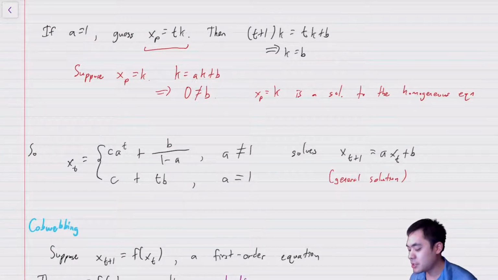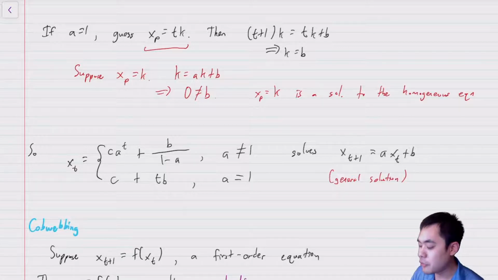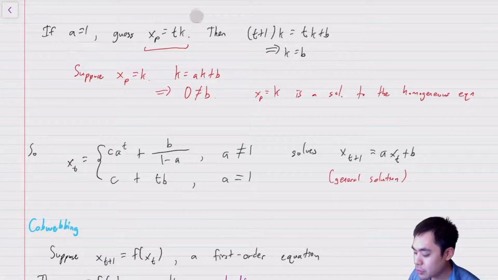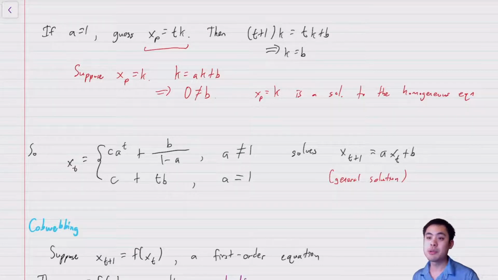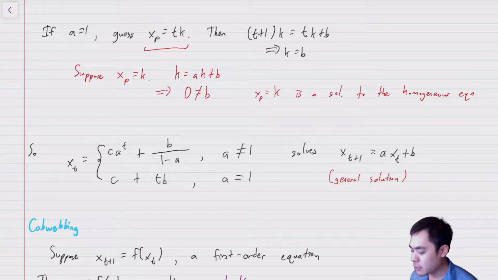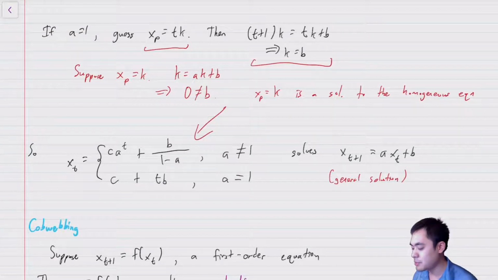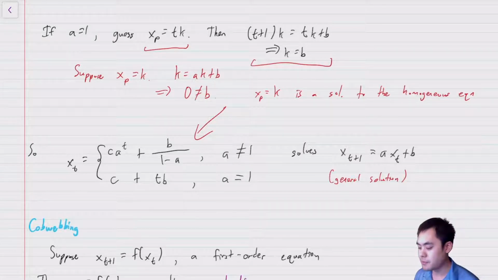For example, since a constant is a solution to the homogeneous equation, we could have also guessed x_p equal to tk plus 5, and that would probably also have worked. In fact, we can do it for any constant. That's the whole point of the principle of superposition. But it's easiest for us to just guess tk, where k is constant, without having another constant term added to it. And when we do that, we get that k is equal to b, which allows us to do these substitutions to get the general solution.